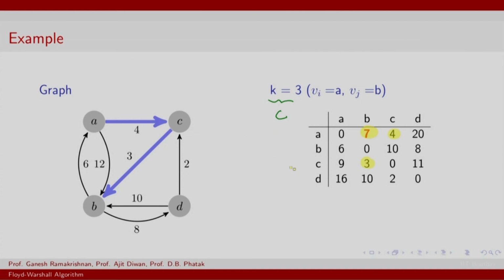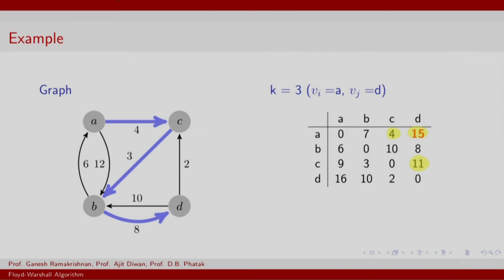So you go on to the end. We have just changed the value of J, Vj equals D, and you compare AC, 4, plus CD, which is 11, and contrast this with the earlier value of AD, which was 20. So 4 plus 11 is less than 20, thus you update to 15.